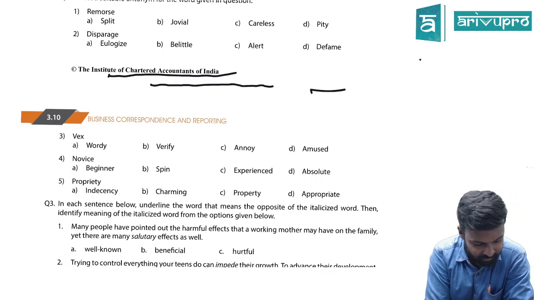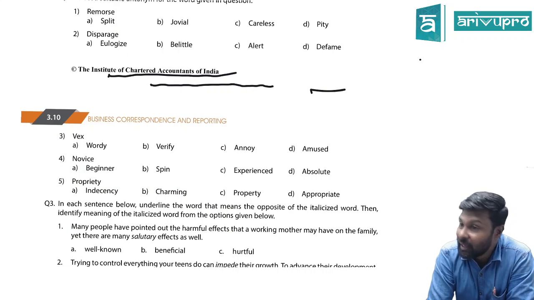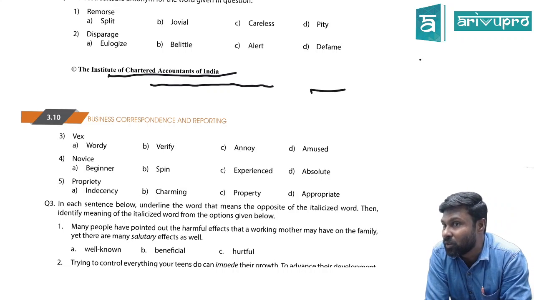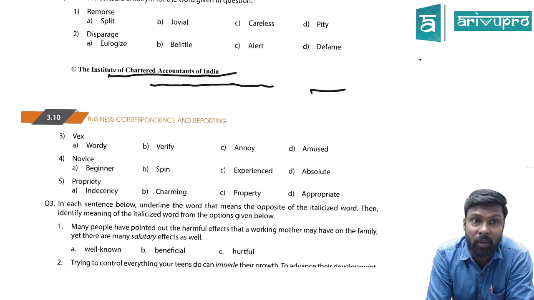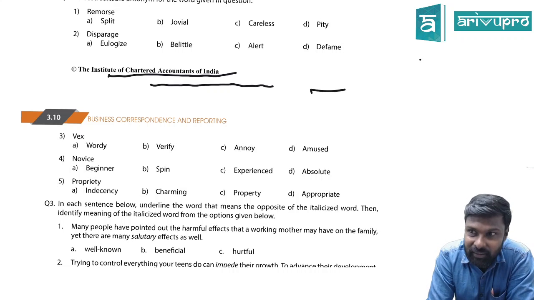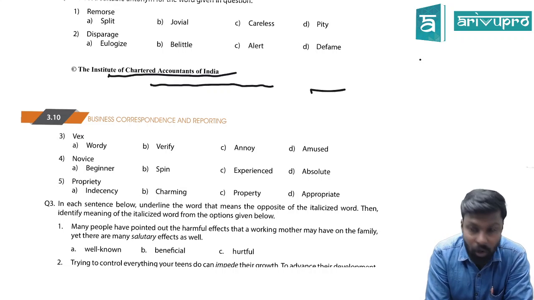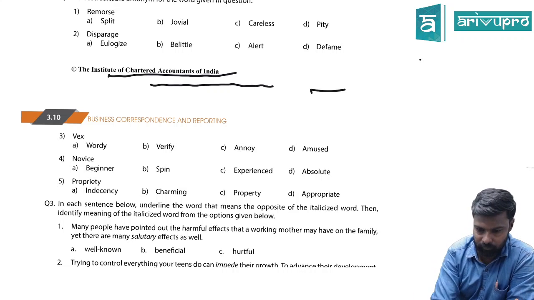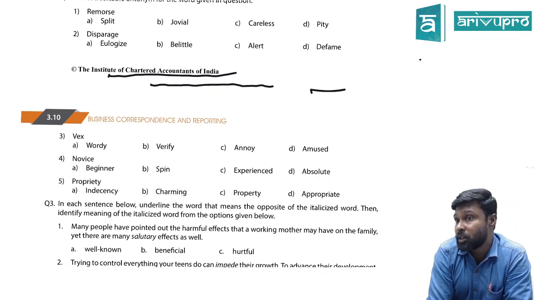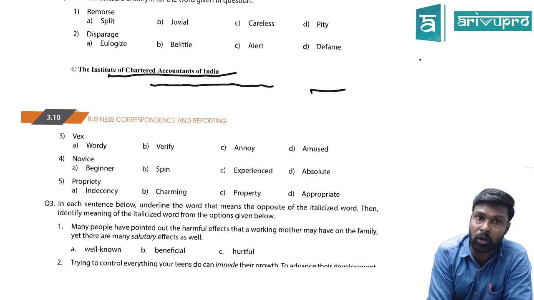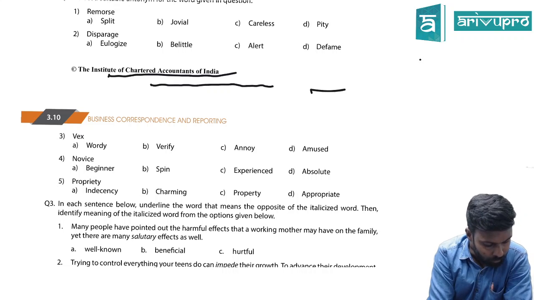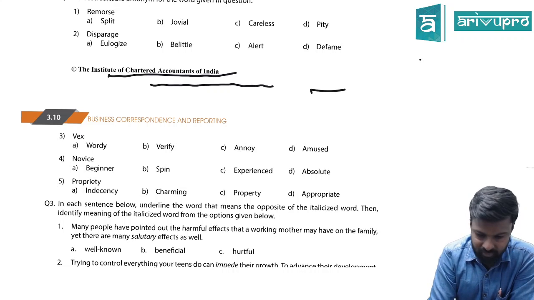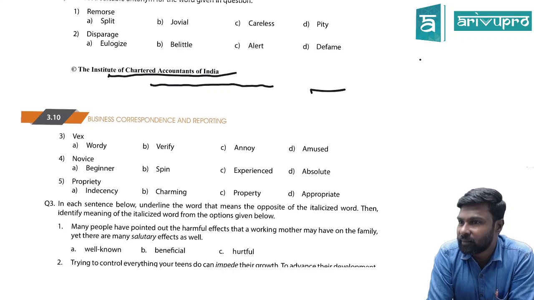Next one. Vex. I am vexed. What do you mean by that? I am upset. So opposite of upset? Amused is the closest. Very good. Novice. Experience. Yes. He is a novice. He is an experienced. Sachin Tendulkar is an experienced batsman as opposed to Rishabh Pant, who is a novice. Next one. Propriety. Indecency. Very good.